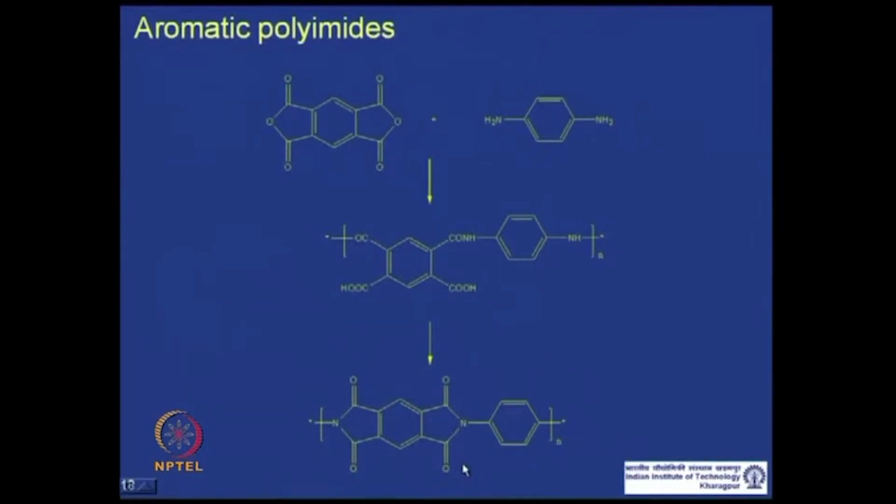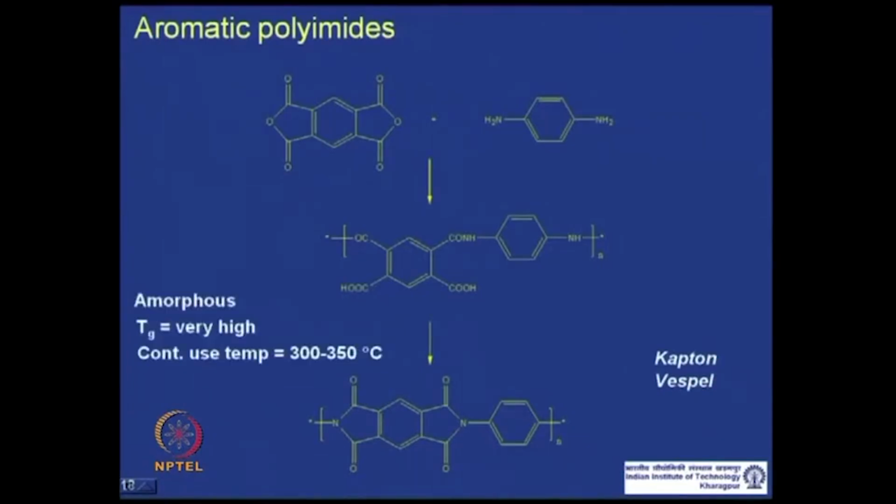These are again very high performing polymers. They are used for applications requiring very high temperature and they are known under the trade names of Kapton and Vespel. They are also amorphous, Tg is very high and their continuous use temperature is 300 to 350 degree centigrade.